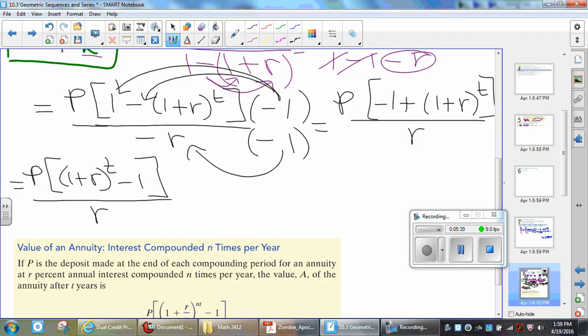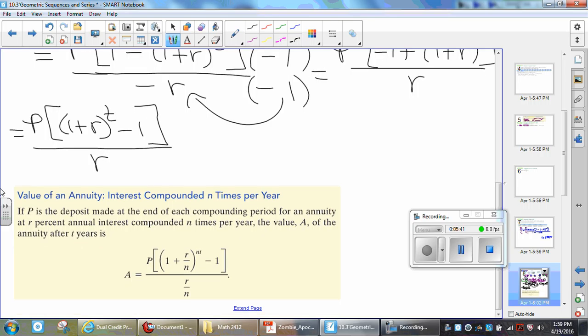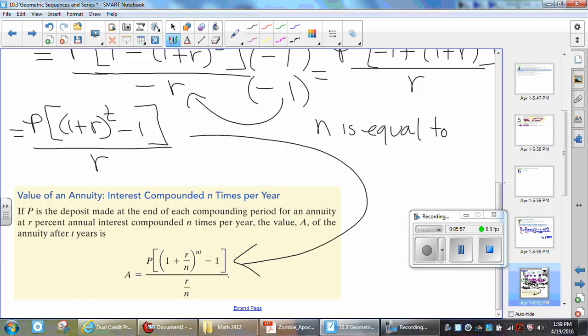Now, the formula that we got is the same formula that you see here, except that here n is equal to 1, meaning that the interest will be compounded yearly.